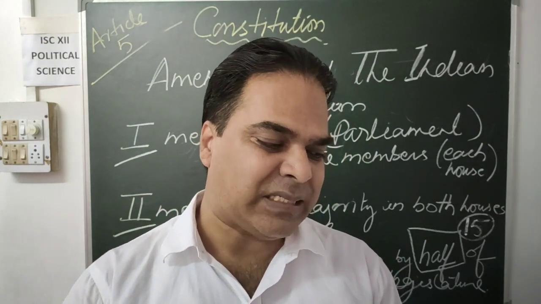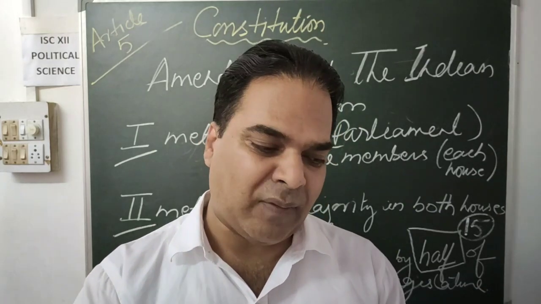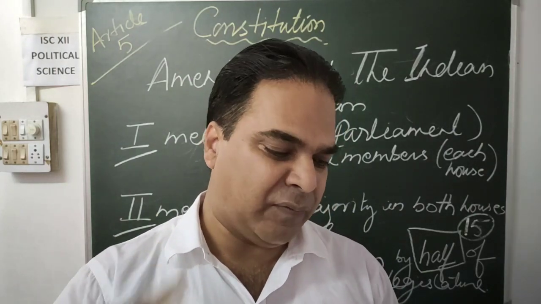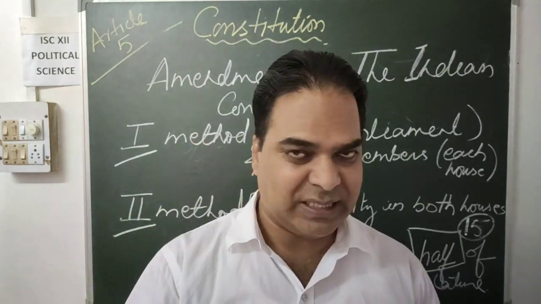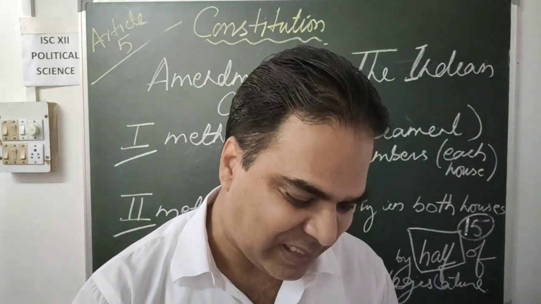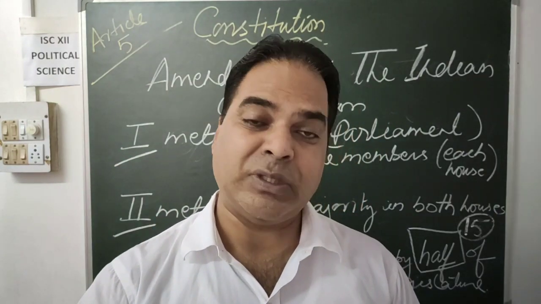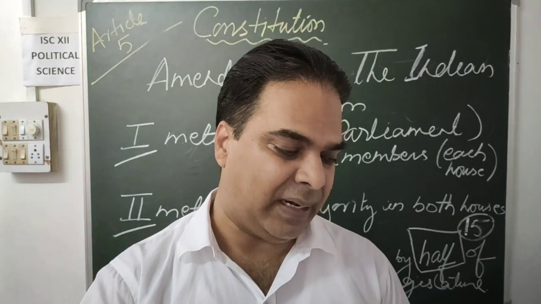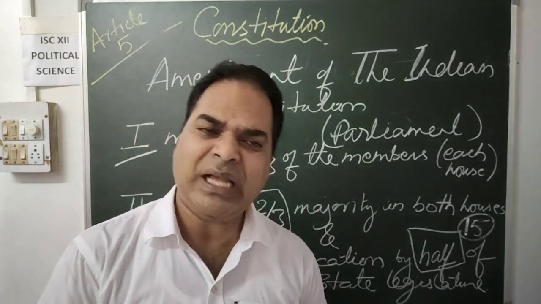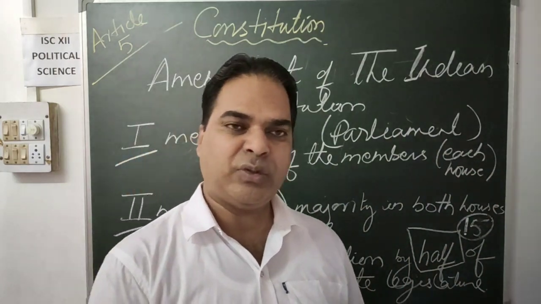When the bill is passed in each house by a majority of the total membership of that house, and not less than 2/3 of the members of that house present and voting, it shall be presented to the president. So once it is passed by both the houses, it will be sent to the president, and once the president signs the bill, gives his assent, the Constitution shall stand amended in accordance with the terms of the bill. So this is mentioned in Article 368. It deals with how the process of amendment has to take place.